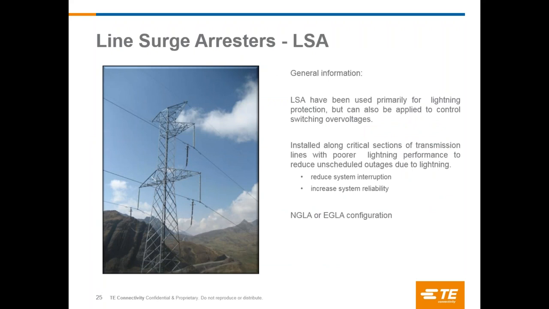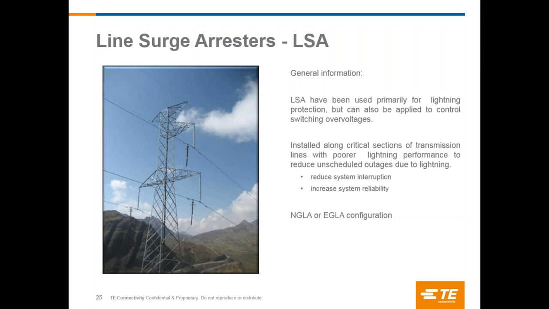Line arresters are electrically connected in parallel with the insulator strings, and their protection philosophy consists in reducing the transient voltage across insulator strings, avoiding this way that their insulation level be exceeded. Line surge arresters have been primarily used for lightning protection, but can also be applied in other cases like the control of switching overvoltage. The concept is to install line surge arresters along critical sections of transmission lines with poorer lightning performance in order to reduce the unscheduled outages due to trips, reducing the system interruption and increasing the system reliability.